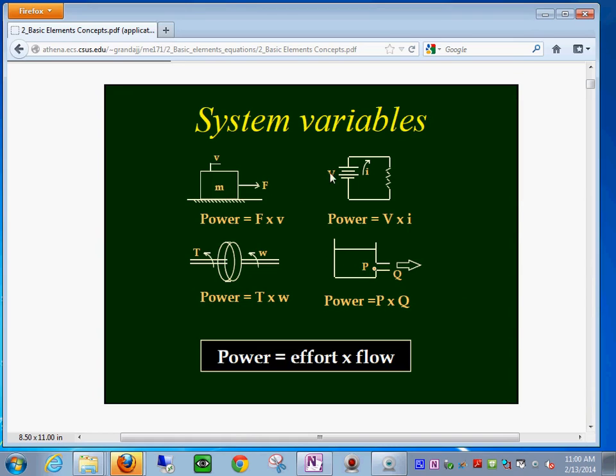you have these systems in here that have different variables in different energy domains. Like in this case, you have a mass which has a force applied on it. The way we measure power on this kind of system is multiplying the force times the velocity, right? For this other one, on the electrical side, we multiply the voltage times the current.